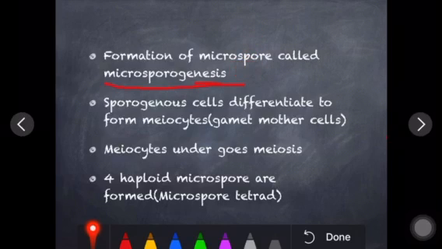Now next you have to remember, there are a lot of cells in the reproductive part, but a few cells are specifically working to produce microspores, and that specific cell is called sporogenous cell, right? And they form meiocytes. So sporogenous cells are called meiocytes, or in common terms we can call them gamete mother cells. Meiocytes undergo meiosis, and they form 4 haploid microspores. Further we'll see in the diagram, so it will be clearer.